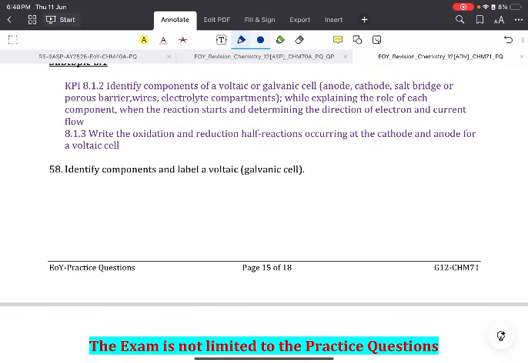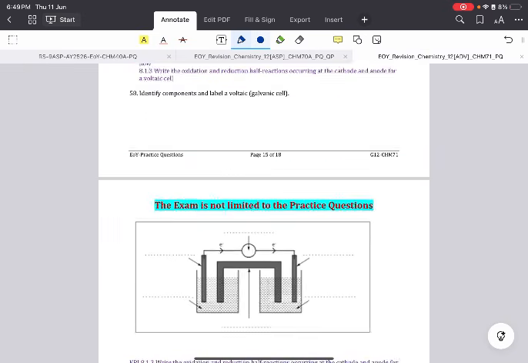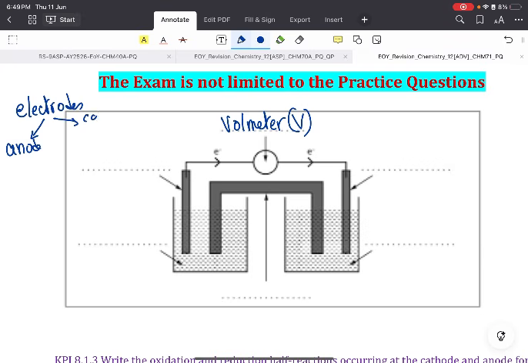Moving on to subtopic 8.1. Identify components and label a voltaic cell. So here I have a voltaic cell. This is the voltmeter, the one that's going to give me the voltage of the battery. Now these pieces of metals are the electrodes, and I have two types of electrodes. I have the anode and I have the cathode. Always the anode is the negative electrode in the voltaic cell and cathode is the positive electrode.